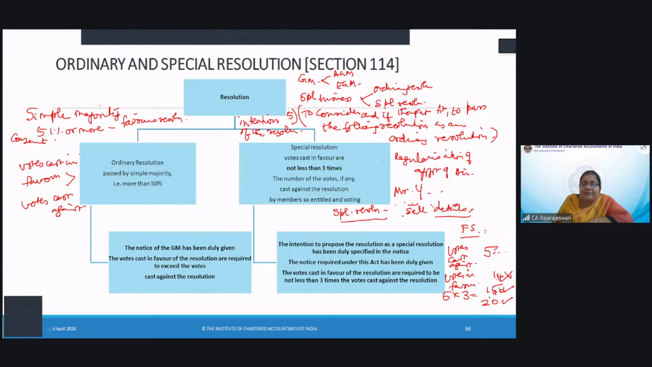That is mandatory for any company, private limited company, public limited company, listed company. For any company, they have to mention the nature of the resolution, whether they are planning to pass it as an ordinary resolution or a special resolution. They have to mention it in the notice.